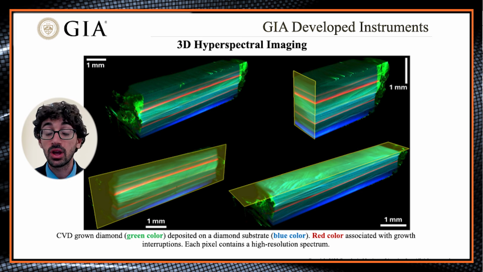The colors here correspond to different defects within the diamond, corresponding to different events. For instance, the red color is associated with growth interruptions, whereas the green color is the CVD diamond that was grown on top of the substrate, which here is shown in blue. At each pixel, we have a high-resolution spectrum, which allows us to characterize the emitting defects in this volume.